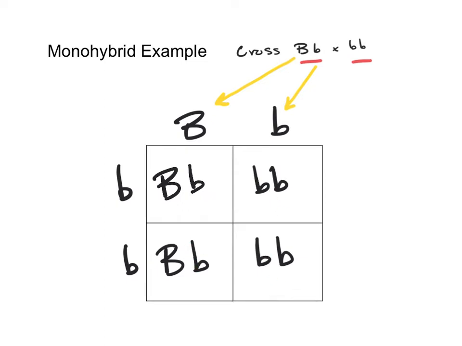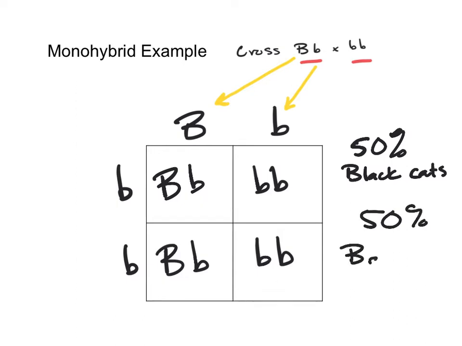And what that shows us is that 50% of their offspring will be black cats, and 50% will be brown.